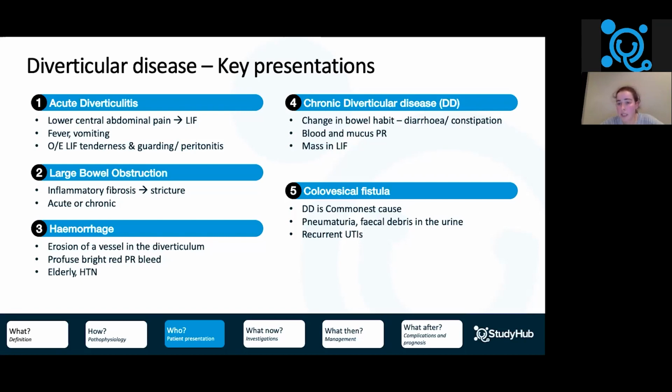Patients might have chronic diverticular disease, so they have change in bowel habit over a period of months or years with diarrhea and constipation. They can have blood and mucus in the stool, and sometimes there's a mass palpable in the left iliac fossa. It's really important to exclude a colorectal cancer in these patients. And then you can also have a colovesical fistula, of which diverticular disease is the commonest cause. That's an abnormal connection between the colon and the bladder. These patients present with pneumaturia, so gas and fecal debris in the urine, and they get recurrent UTIs.